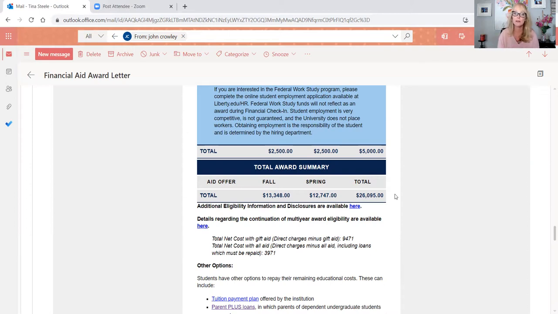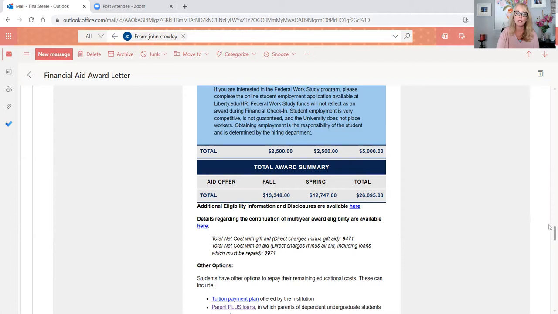So what I would do in this situation when I'm advising a family is take out that federal work study award right off the bat, because you're not sure if the student is going to earn it, or if they do, maybe they're going to use it for incidentals. So I would subtract that from the $26,000, which would tell you that the student is eligible for about $21,000. So just under $16,000 in scholarship money and about $5,000 in student loan.